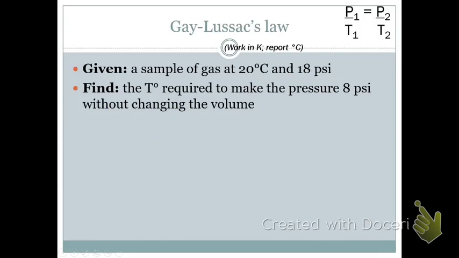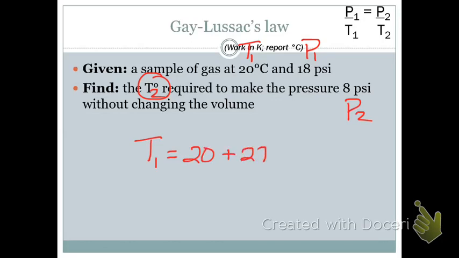A sample gas at 20 degrees Celsius and 18 psi. Find the temperature required to make the pressure 8 psi without changing the volume. Here I have T1. I have P1, remember that's psi. Here I don't know what T2 is, but I do have P2. So I now just need to fix my temperature, which is 20 degrees. I'm going to add 273. That's going to be equal to 293. And remember, it's K because I've converted it from degrees Celsius to K.